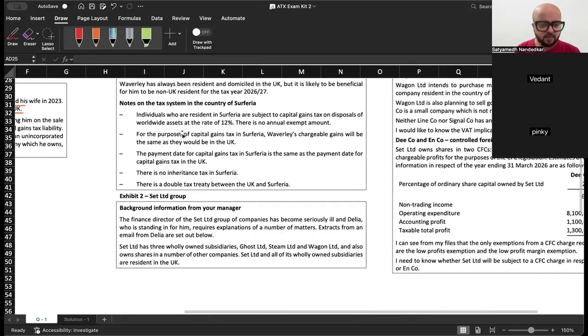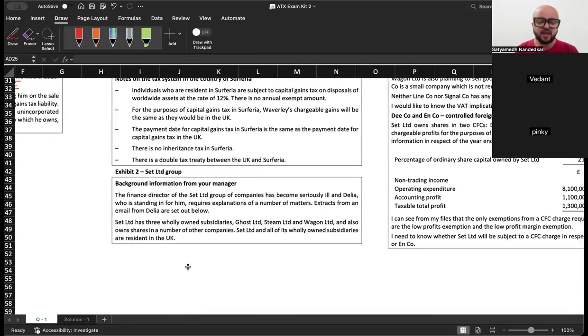कहाँ गया? Exhibit 2. The finance director of the Set Limited group of companies has become seriously ill, and Delia, who is standing in for him, requires explanation of a number of matters. Extracts from an email from Delia are set out below. Set Limited has three wholly owned subsidiaries: Ghost Limited, Steam Limited, and Wagon Limited, and also owns shares in a number of other companies. Set Limited and all of its wholly owned subsidiaries are resident in the UK.